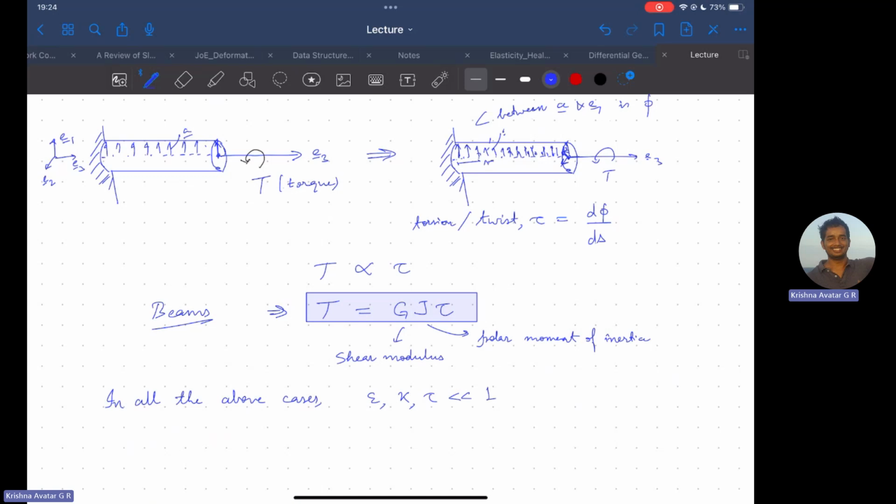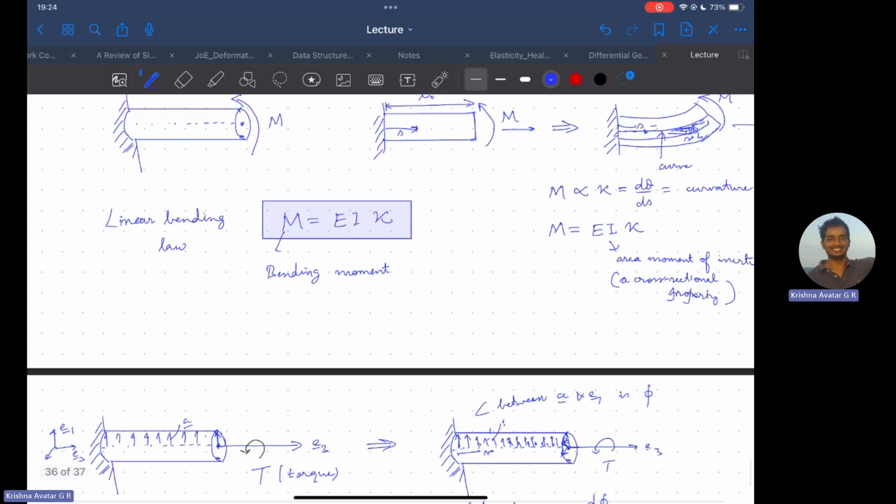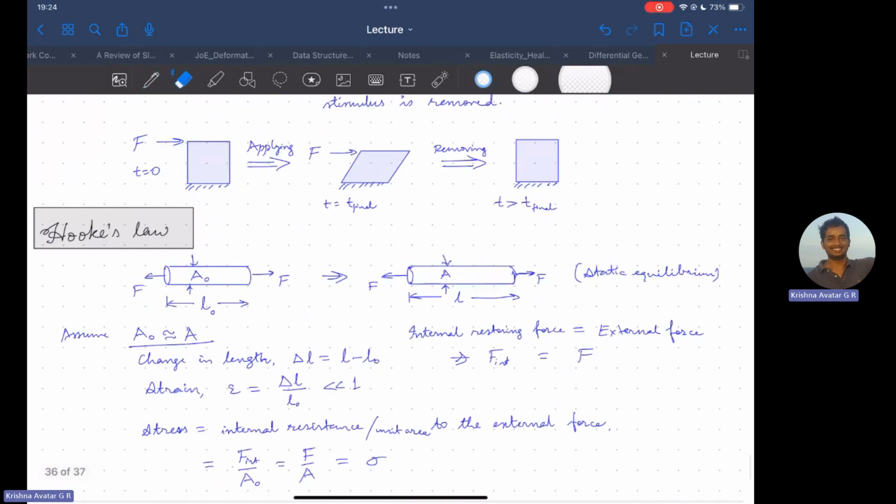So this is what we call the three simple deformations of beams. So that's what I meant to say here. So we are looking at simple deformation of beams.